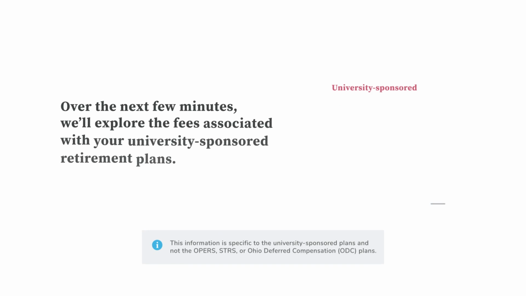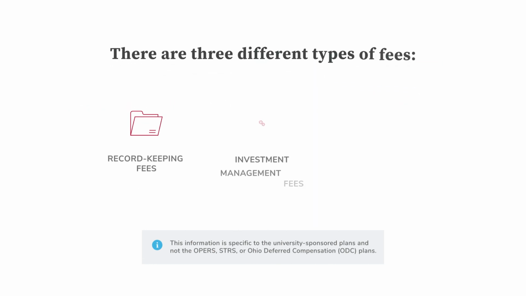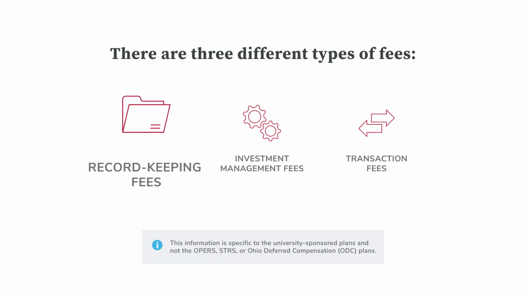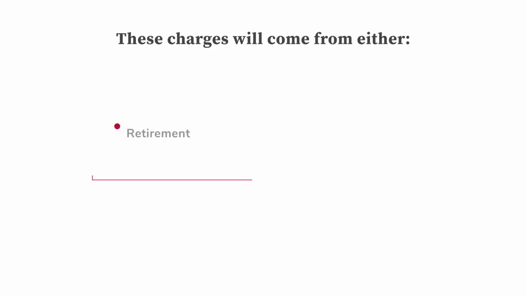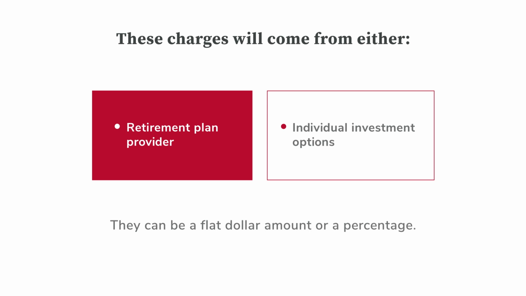The Ohio State University offers several plan options to help support your financial future with retirement savings. As you consider your long-term goals, it's important to understand the fees associated with your university-sponsored retirement plans. There are 3 different types of fees: record-keeping fees, investment management fees, and transaction fees. These charges will come from either the retirement plan provider or individual investment options, and they can be a flat dollar amount or a percentage.